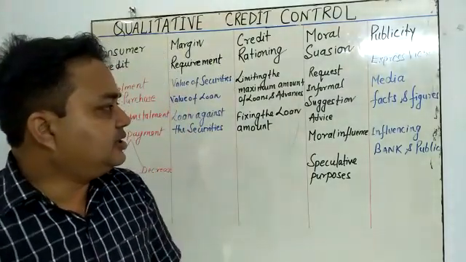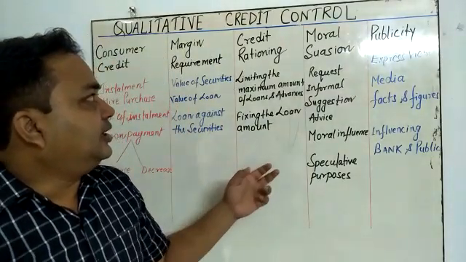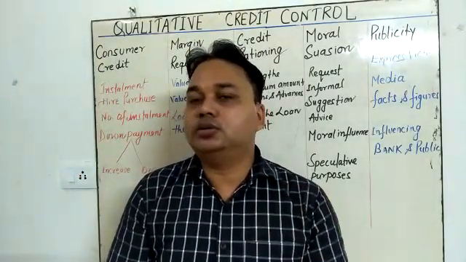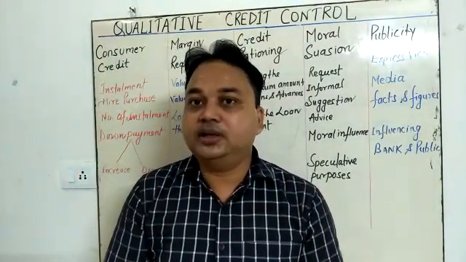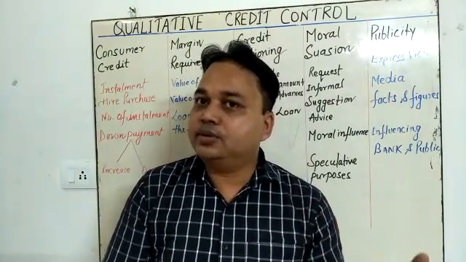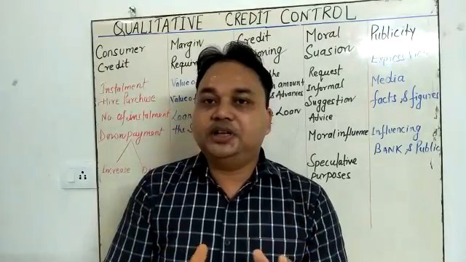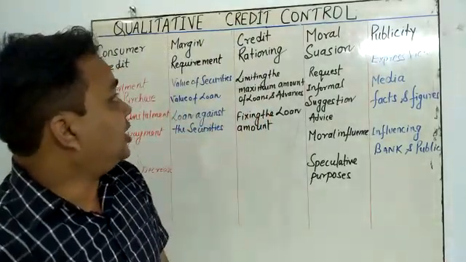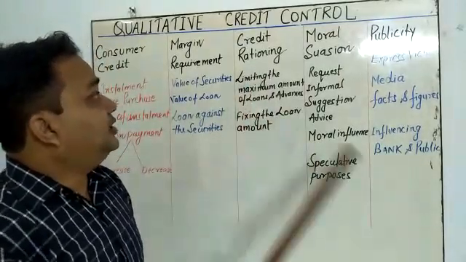There are two types of things here, my dear students. Credit rationing is of two types. First, when RBI gives loans to commercial banks, and second, when commercial banks give loans to the public. In both conditions RBI decides what the limit should be. That limit is called credit rationing.